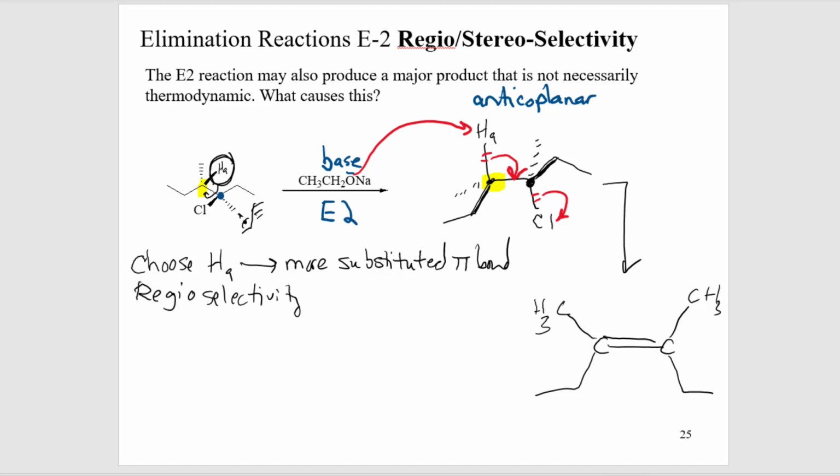Why? Because you are at the mercy of anti-coplanarity. You have to align that one hydrogen with your leaving group, and you get what you get. This is the major product. You're actually never going to be able to form the trans product.